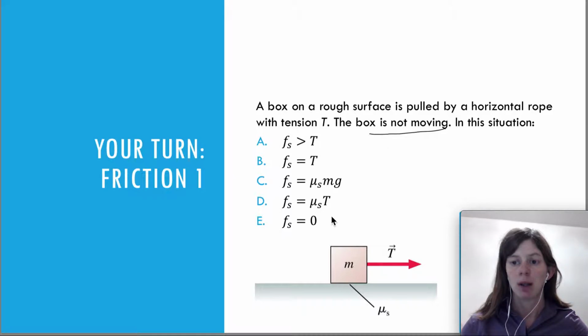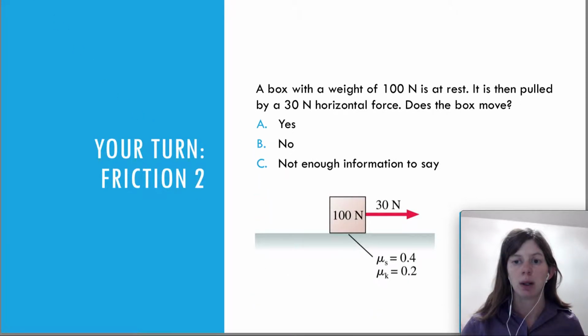So that means that all we know about that static friction force is that it's opposing that tension force with the same magnitude. So that's all we know, that the static friction force equals the tension. We cannot use the definition that the static friction force equals the static friction coefficient times the normal force, which is what choice C says, because the box is not on the verge of slipping. So we do not have maximum friction force quite yet, so we cannot say that it's answer choice C. Let's take a look at the next one.